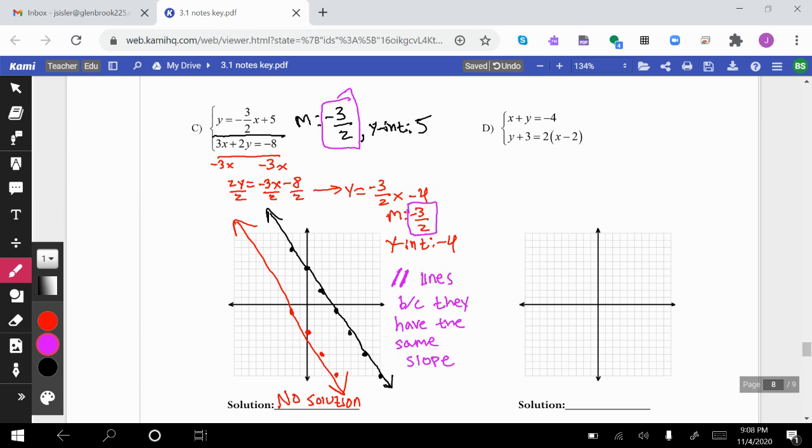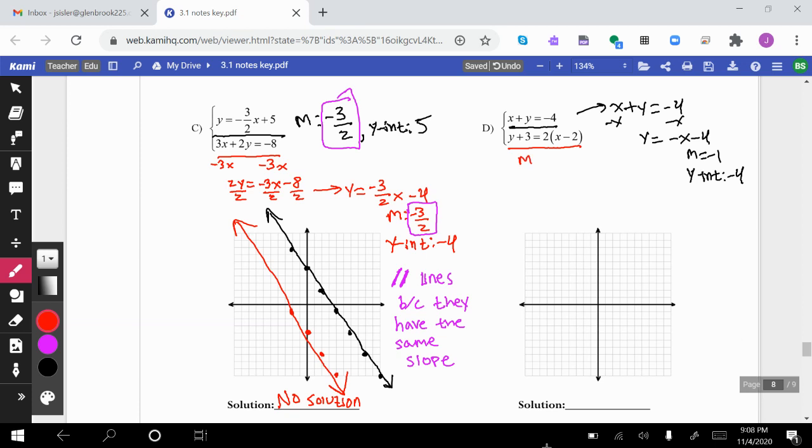So let's look at letter D. Our first equation is in standard form. We have x plus y equals -4. We want to get y by itself. So we're going to subtract x from both sides, and we get y equals -x minus 4, which means our slope is -1, and our y-intercept is -4.